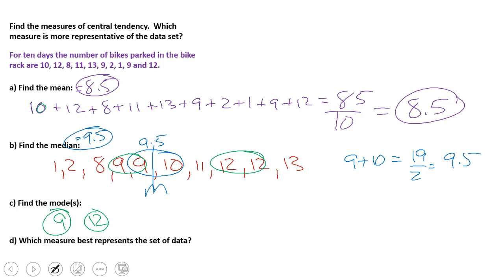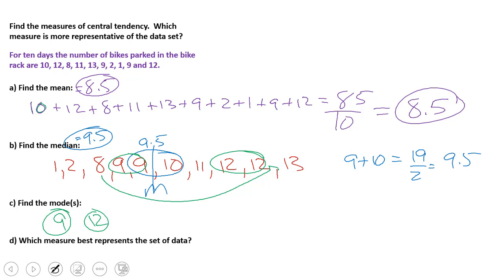And now I have to look at those items: 8.5 for the mean, 9.5 for the median, and 9 and 12 for the modes. Which measure best represents this set of data? Well, we know that the mean doesn't work when there's extremes, and we have those extremes of 1 and 2. They are way far away, because even the range of data from 8 to 13 is only 5, and 1 and 2 are 6 and 7 units away from 8. So the mean doesn't work at all.